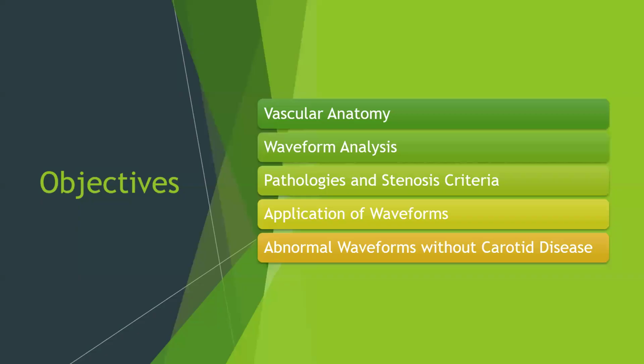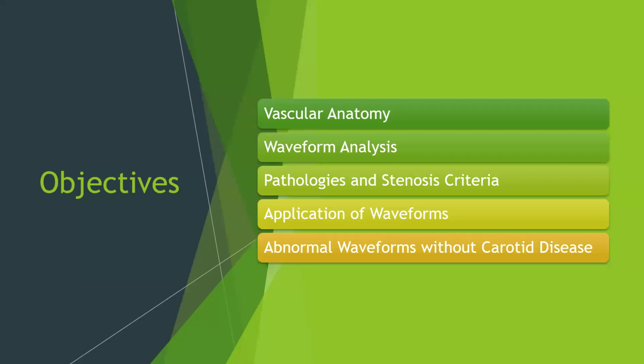So, carotid disease. That's what I'm going to be speaking about today. Our objectives: we're going over vascular anatomy, making sure that we understand what we're looking at, and waveform analysis, which for me is big when it comes to carotid ultrasound. And then pathology and stenosis criteria, specifically the updated criteria from IAC here in the United States.